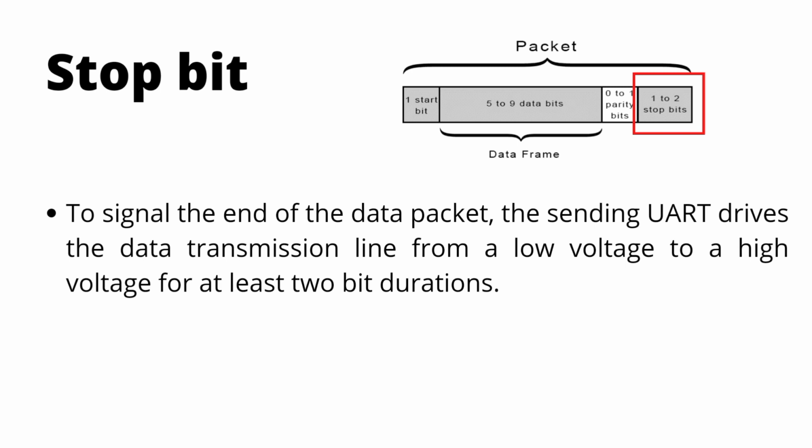The final stage of the data packet is the stop bit. To signal the end of the data packet, the sending UART drives the data transmission line from a low voltage to a high voltage for at least 2 bit durations.